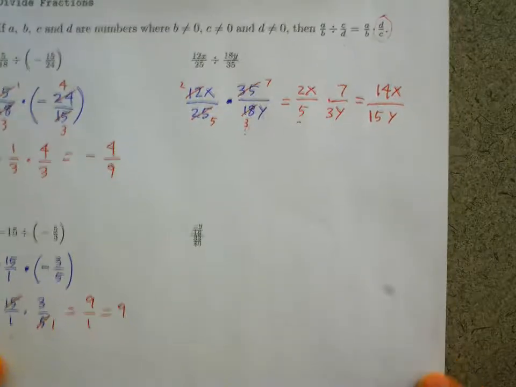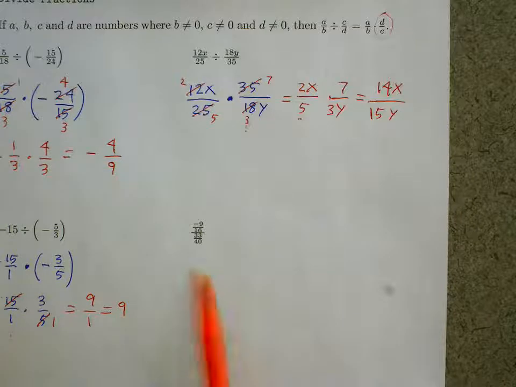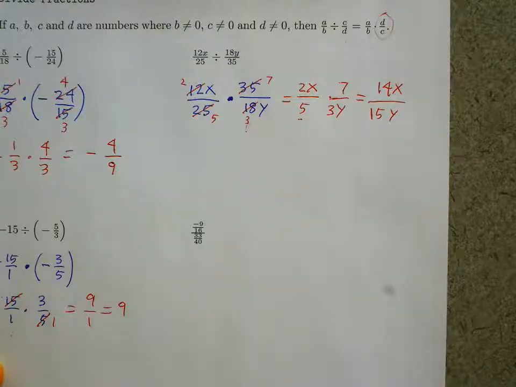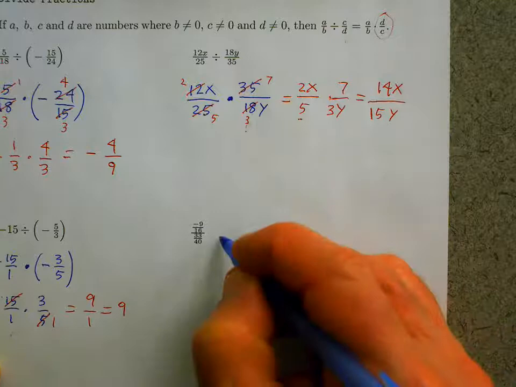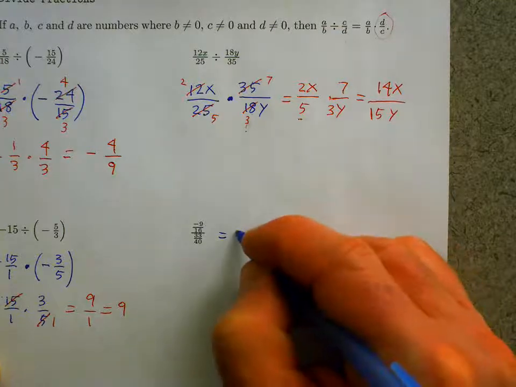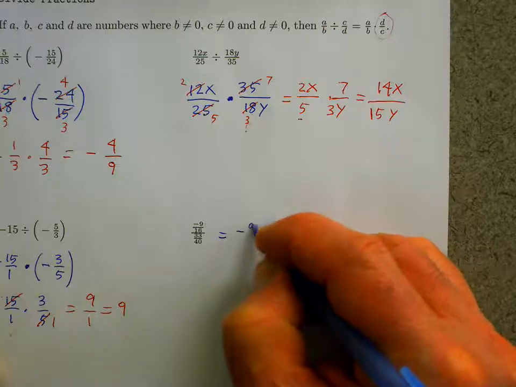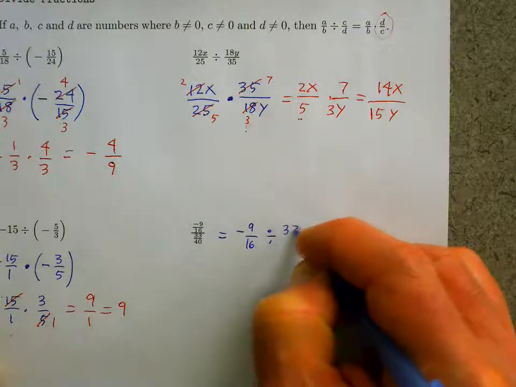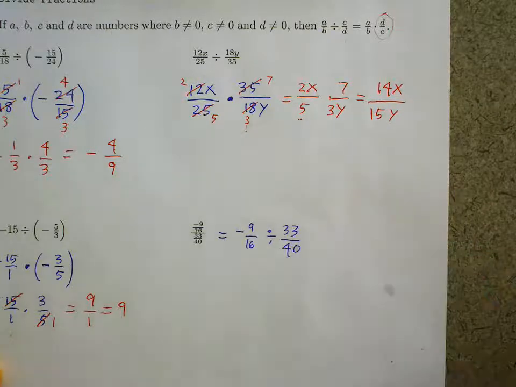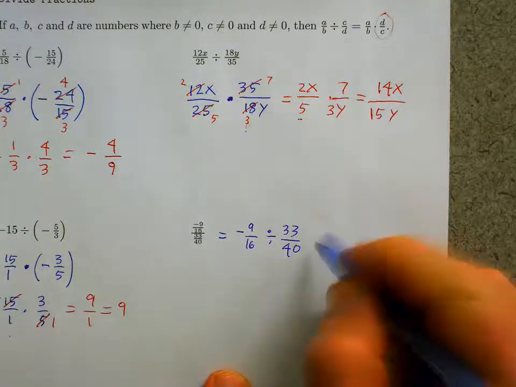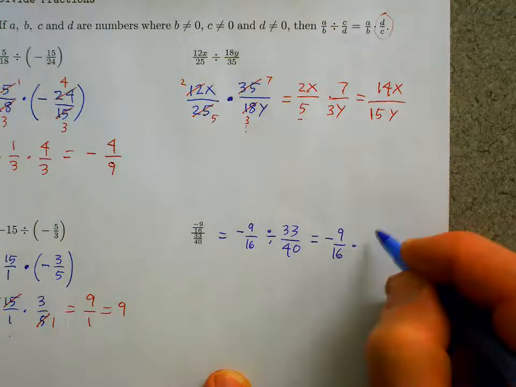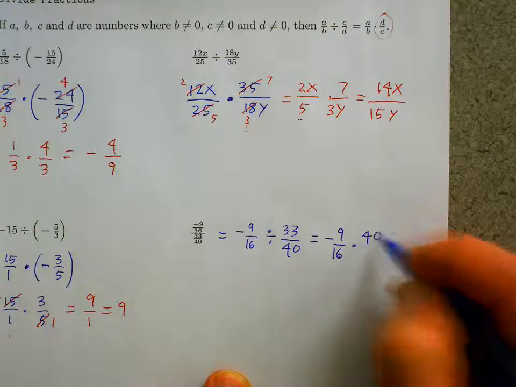Okay, let's move on. Let's do this one. We have negative 9/16 divided by 33/40. So you could write it this way. You could write it as negative 9/16 divided by 33/40, and then convert it to multiplication. So we could write negative 9/16 times the reciprocal, which is 40 over 33.